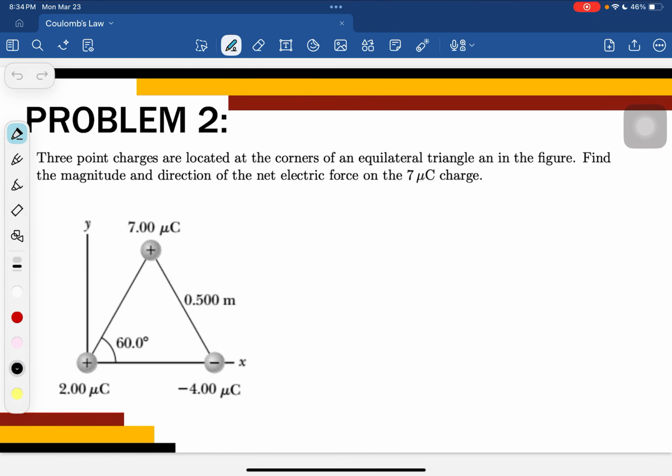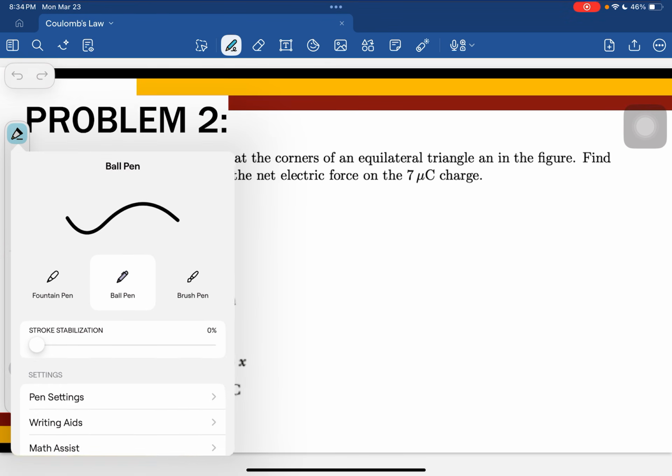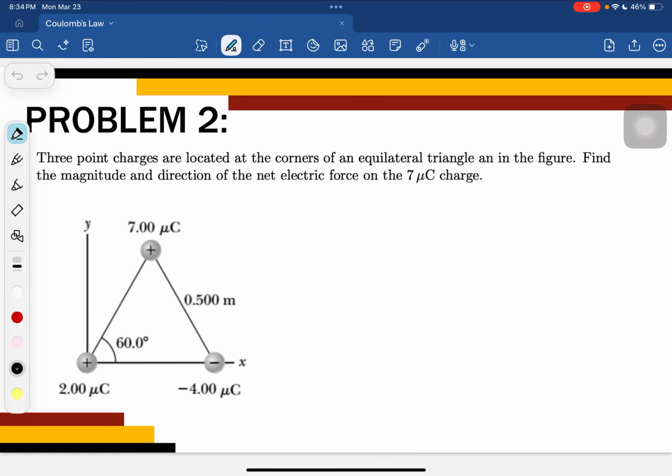So our reference charge will be, let me just get my pen, our 7 microcoulomb charge. It would be the same as our solution for the first problem. It's just that the distances will be different, so we have to consider the distance. This is already stated.